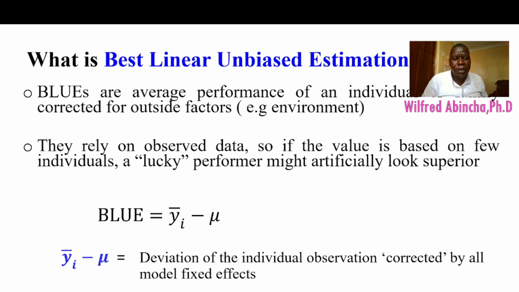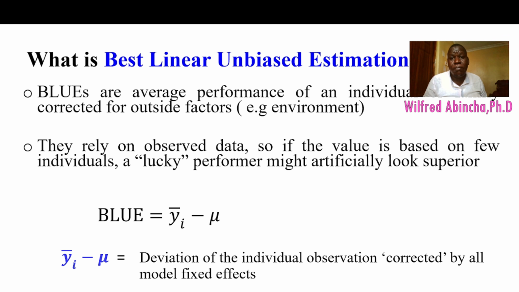If you are comparing or evaluating individuals, the mean of each individual, or the mean of each family if you are evaluating families, corrected for outside or external factors, is the BLUs. Maybe you are doing your experiments in different locations, seasons or environments. When you get these means and you adjust for those locations, environments or seasons, you get BLUs. They are also called adjusted means.